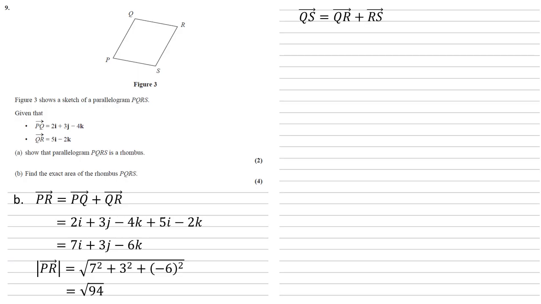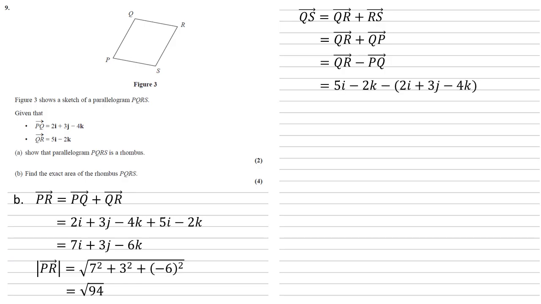Now, QS is a little bit trickier. We can see that QS is QR plus RS. Now, we already know QR, that's 5i minus 2k. We need to work out RS. Well, as this is a parallelogram, the opposite sides are parallel and equal to each other, so RS must be the same as QP. And we know PQ, so QP is just negative PQ. So QS is going to be the same as QR minus PQ.